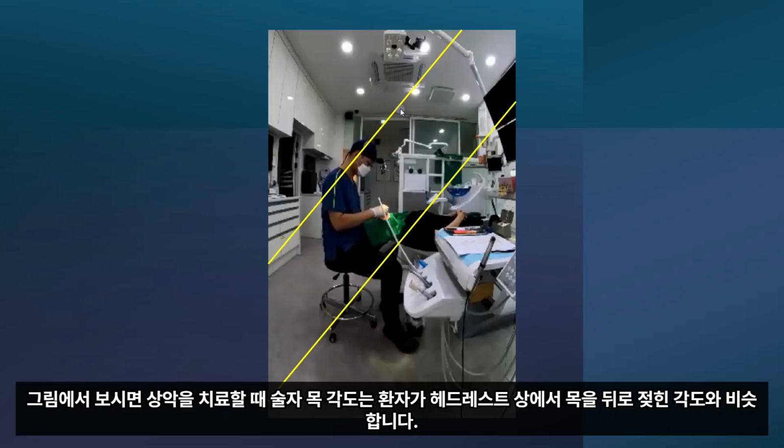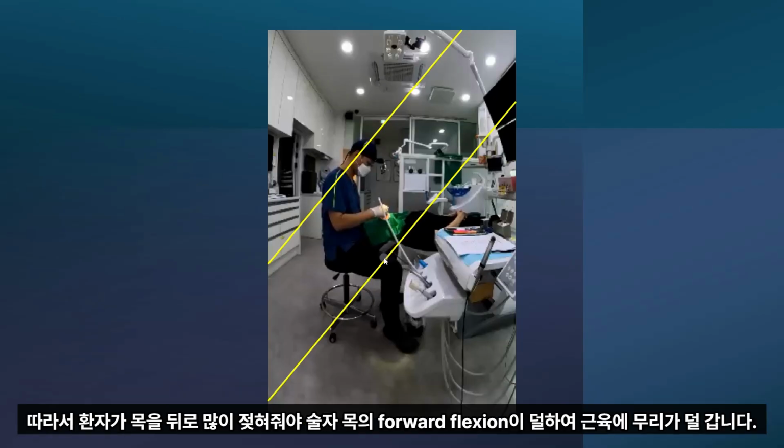As you can see in the diagram, when treating the maxilla, the operator's neck angle is similar to the angle the patient's neck is tilted back on the headrest. So, when the patient leans their head back, the operator's neck experiences less strain.